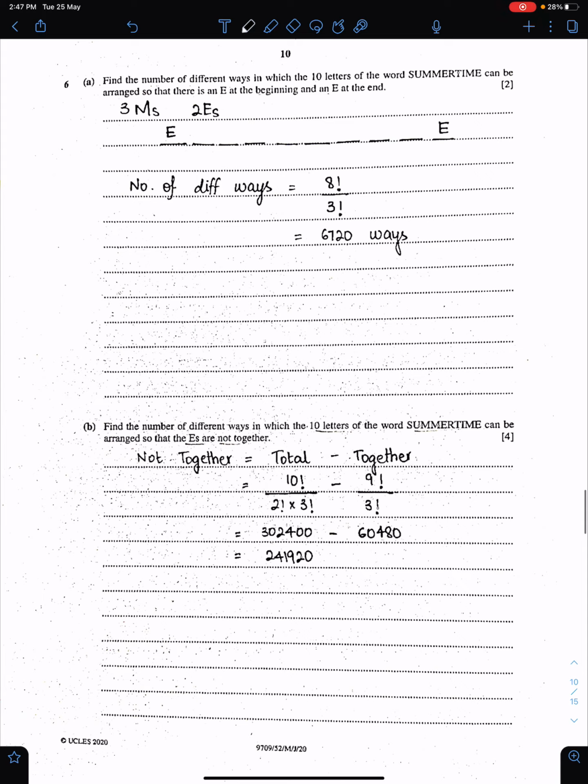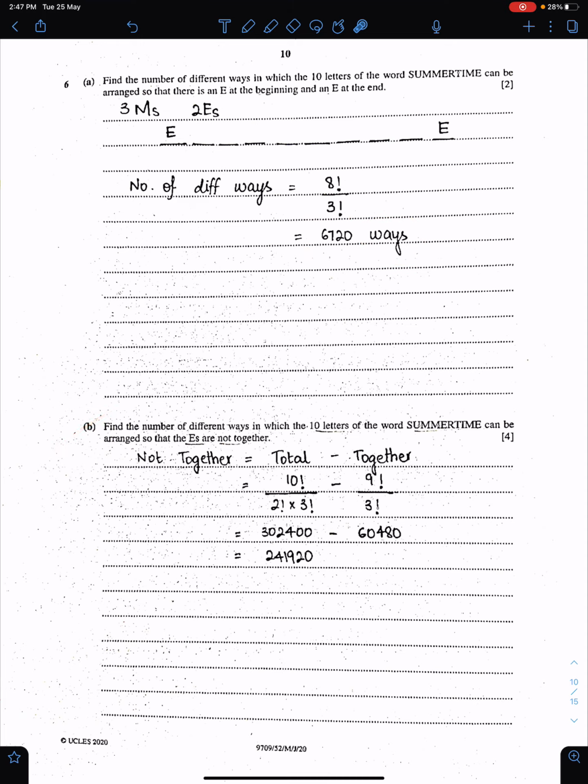I'm sorry. Question number 6. Find the number of different ways in which the 10 letters of the word summertime can be arranged so that there is an E at the beginning and an E at the end. This is simple. E is here and E is here. Now the rest of the letters are random and there are 8 letters with 3 M's. So 8 factorial divided by 3 factorial. This 3 factorial is for 3 M's. So 6720 are the number of ways.